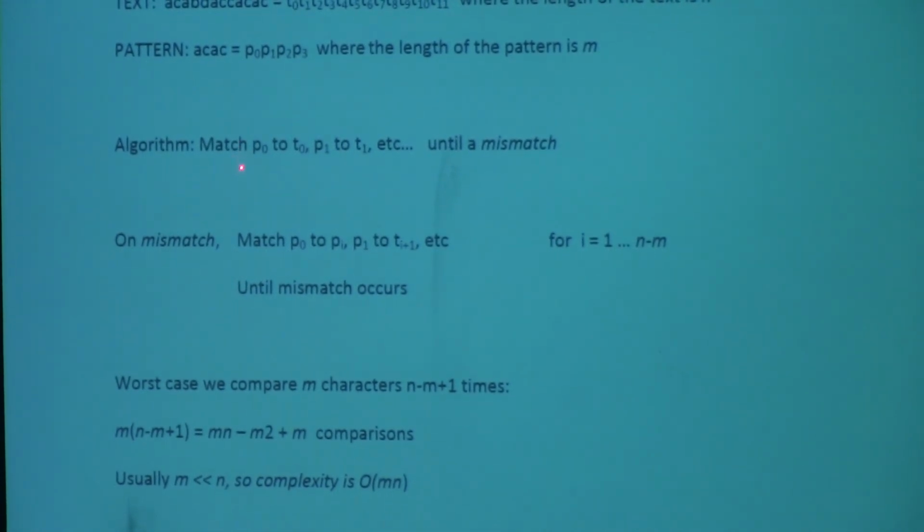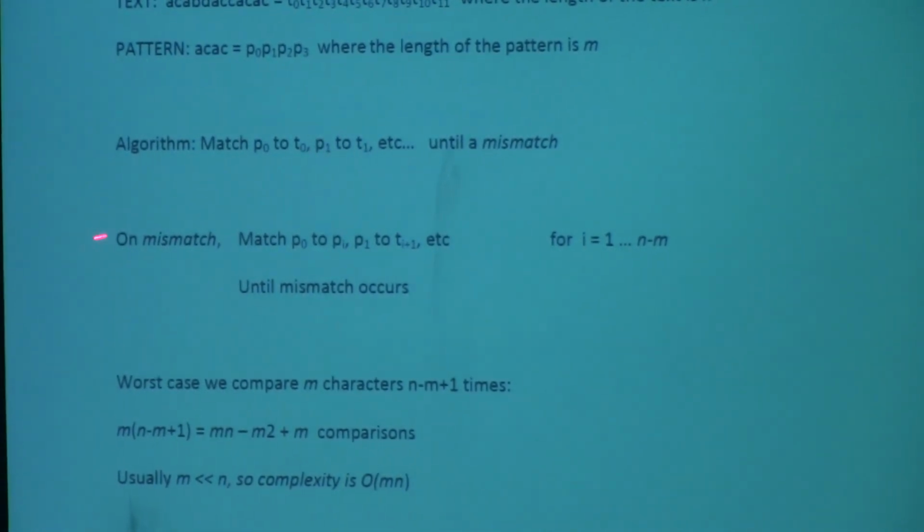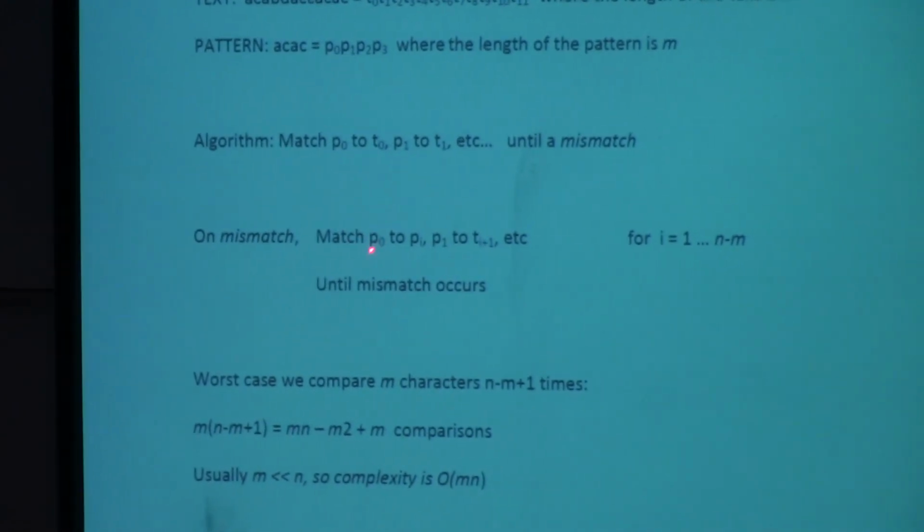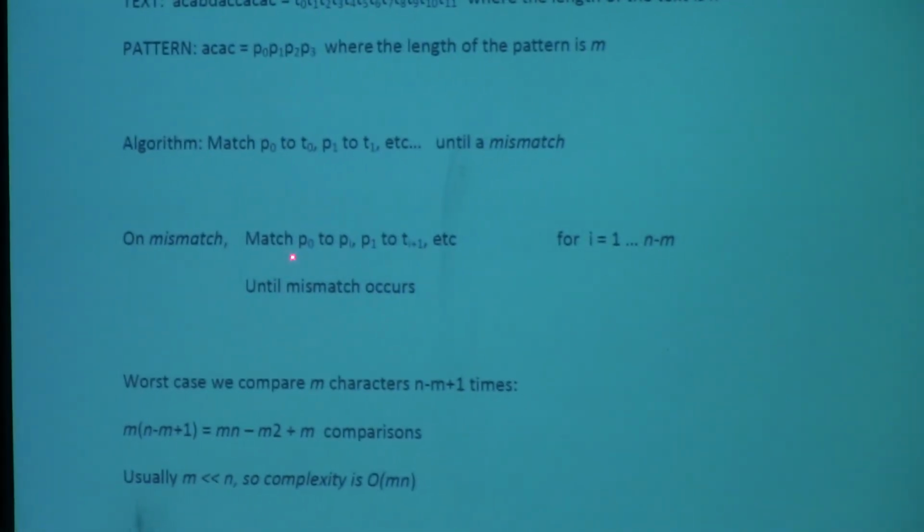So we match P0 to T0, P1 to T1, until we have a mismatch. On a mismatch, we go and match P0 to Ti plus 1, and P1 to Ti plus 2. So we simply shift the pattern by one, like we talked about. The worst case is we compare m characters, n minus m plus 1 times. So m characters are the length of the pattern.